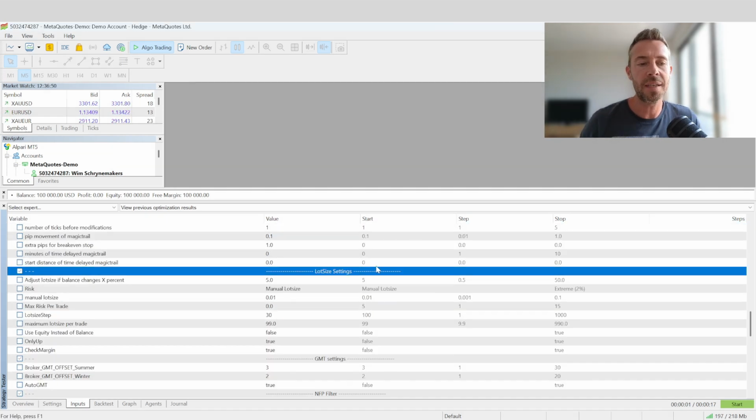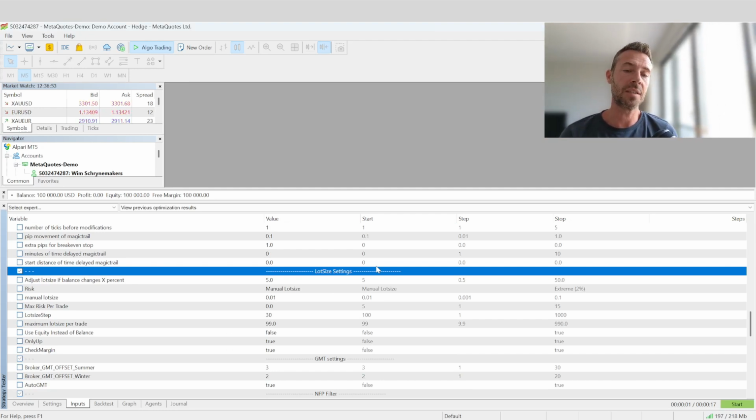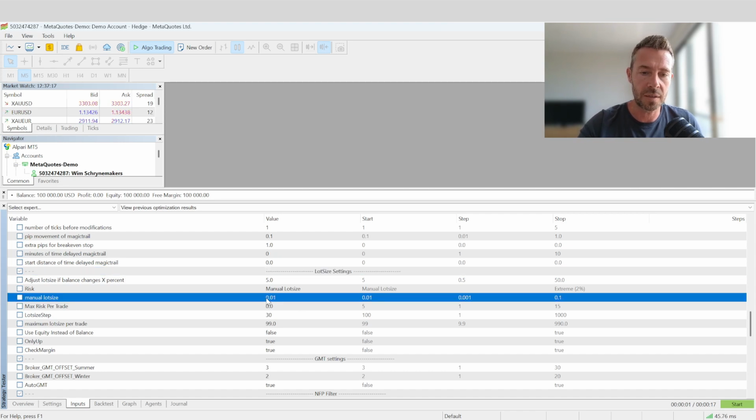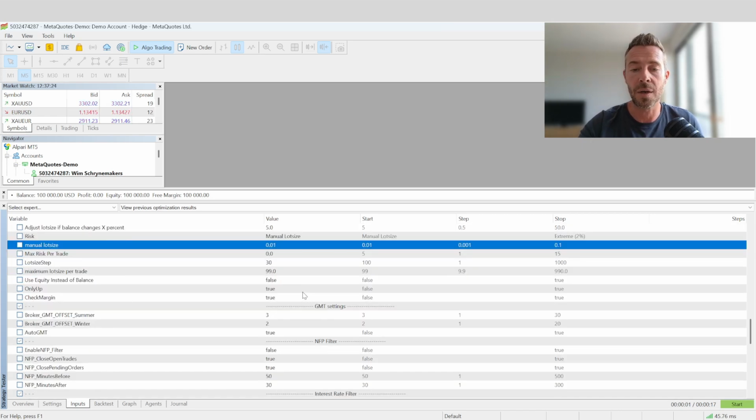Then next, the lot size settings. You don't need to do any optimization for this, of course. I always prefer using a fixed lot size for doing optimizations. Why? Because that way you can easily compare the strategies when you put them next to each other, because the growth curve is not an exponential curve, but you can see more a stable growth curve or not a stable growth curve if you didn't do good optimization. So we're just going to keep manual lot size 0.01 for most forex pairs. For indices, it's probably like 0.1 or 1 lot you have to use.